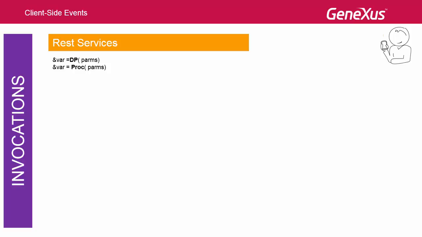Also, from a client-side event, we may want to add a new record to the database without prompting the user for information. This is done as in any other GeneXus object, using the methods and properties of the business component. The difference here is that it will also have to be exposed as a REST service because we're calling from the device in an online architecture.